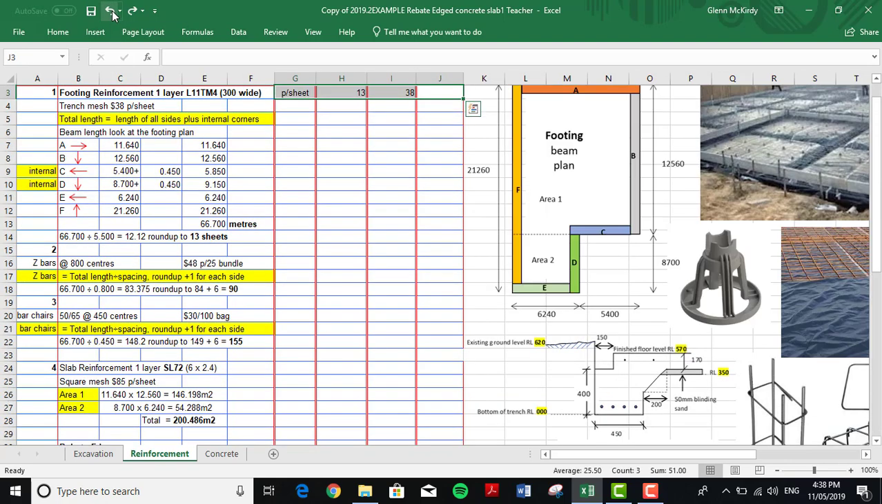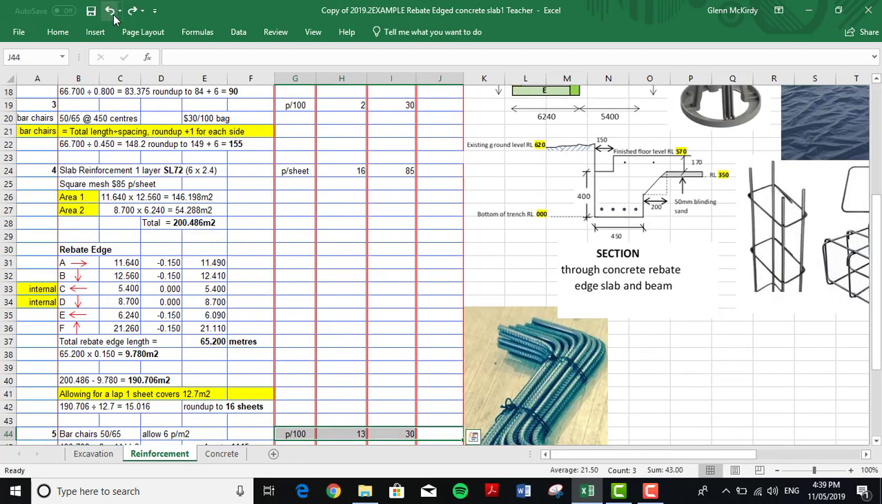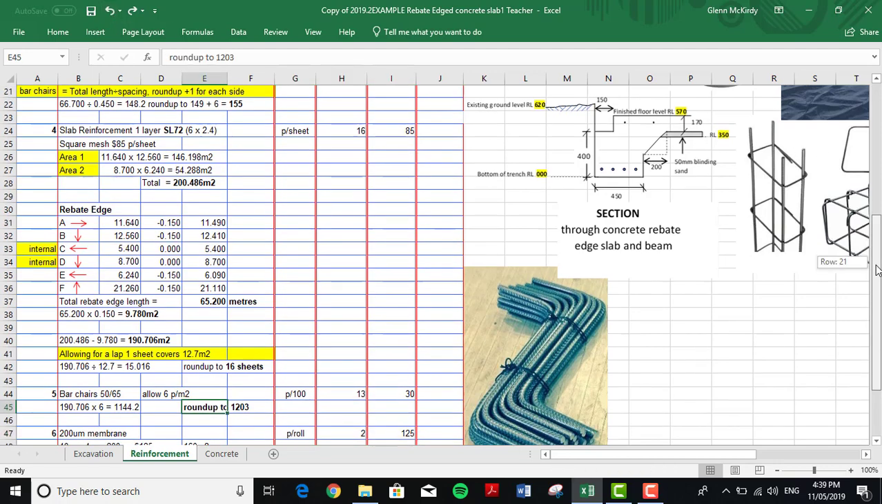Then we just gather these figures, calculations that we've done, and we put them in the columns. The steel is per sheet, the Zed bars are per bundle of 25, the bar chairs are bags of 100, the slab reinforcement is per sheet, and our bar chairs are per 100, and our membrane is per roll.